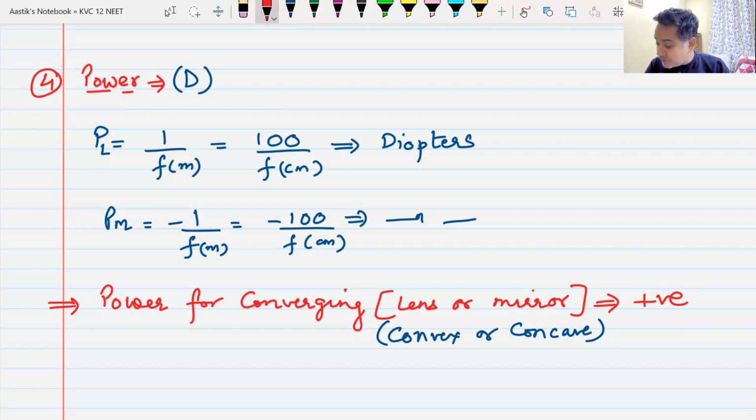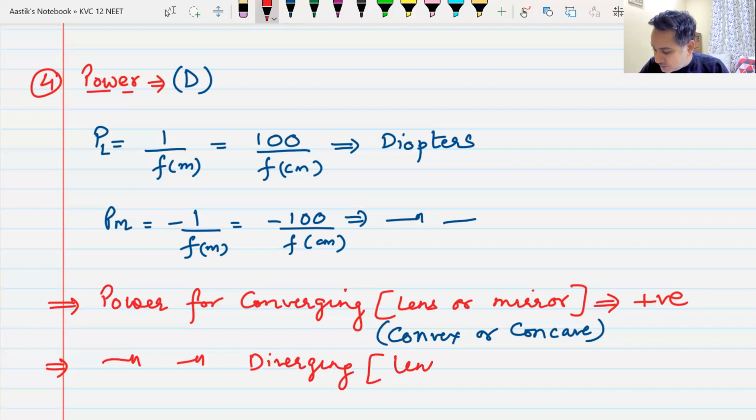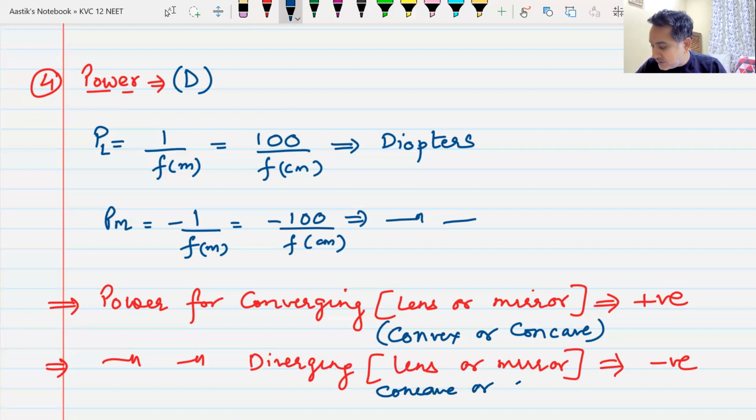What can you say about power for diverging instruments? Power for diverging instruments, whether it is a lens or a mirror, will always come as negative. So the diverging lens is concave, and the diverging mirror is convex. Do we understand this?